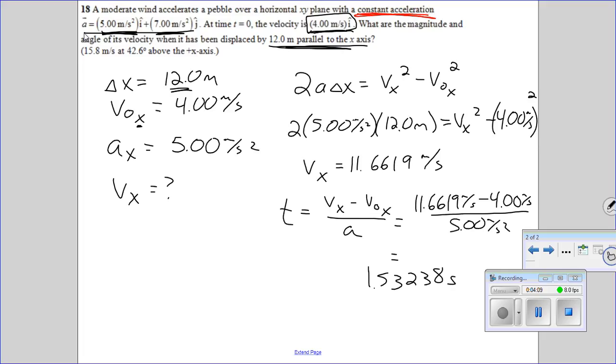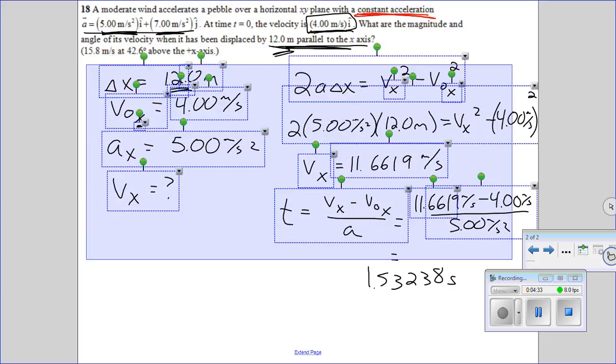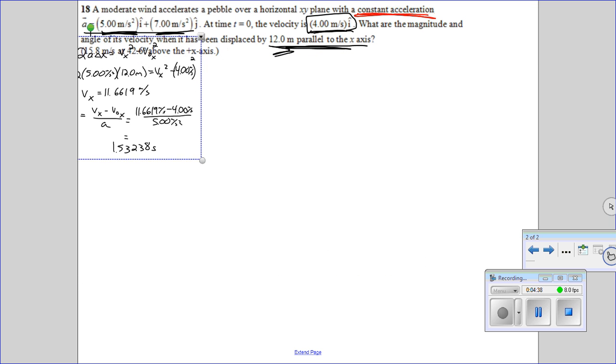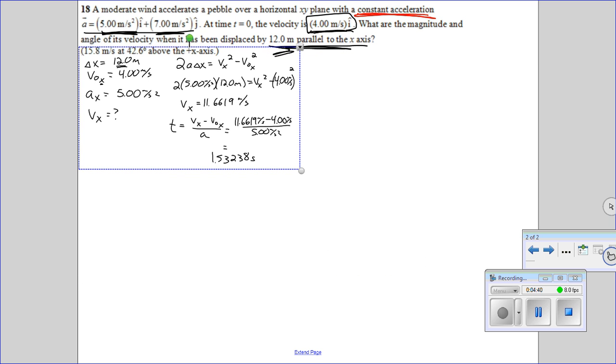All right, so now we know what's going on horizontally after it's been displaced this distance, but we need the overall velocity. So now I need to find my vertical velocity. So let's free up a little bit of board space here. Sorry. So let's free up some board space here. All right, so now let's take a look at what's going on vertically.